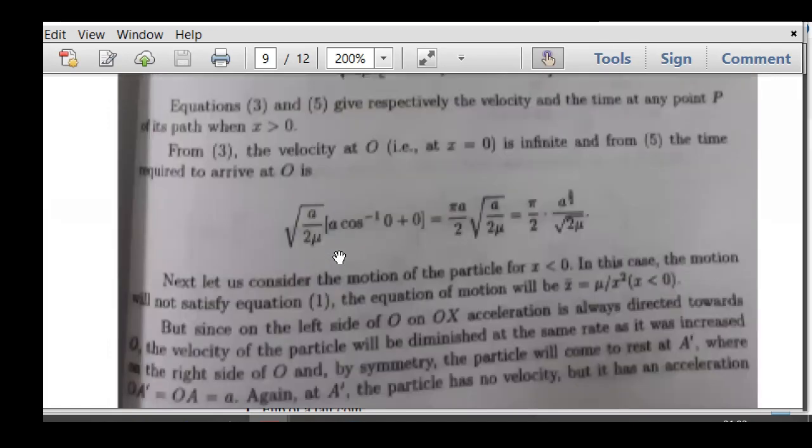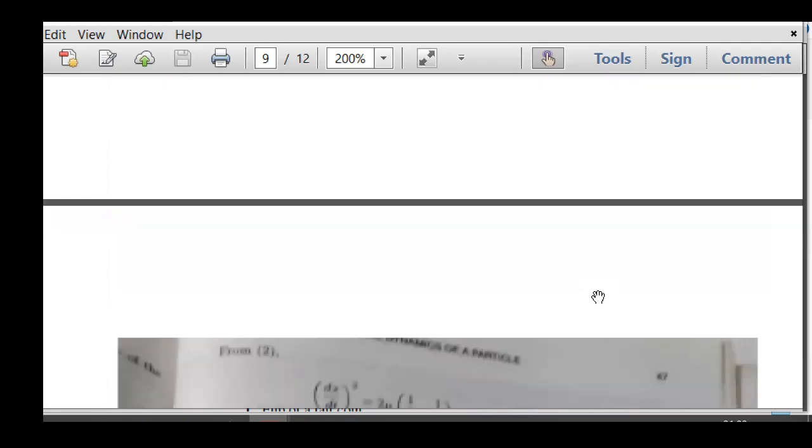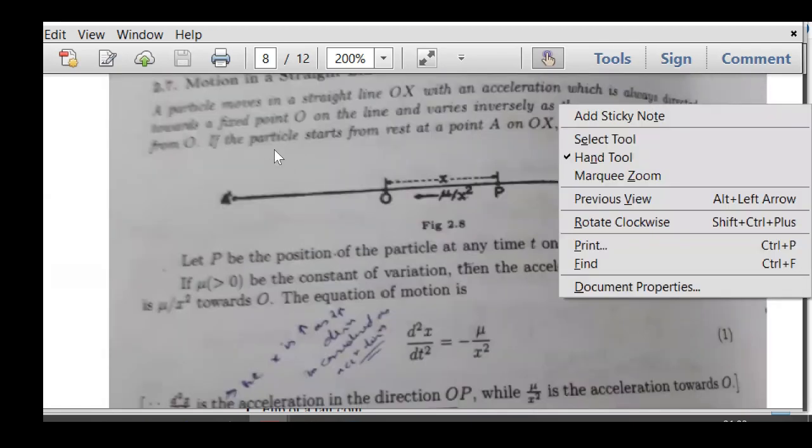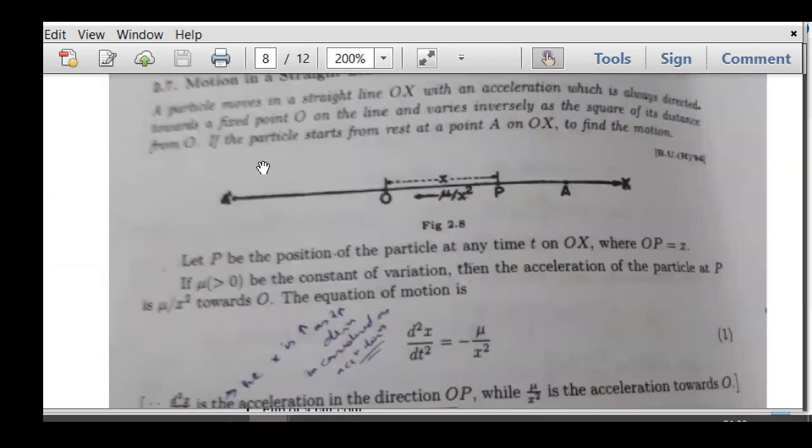Let us see it here. x double dot, that means d2x/dt2, equals plus, not minus. Why not minus? Because you are moving in the direction of x increasing. Once you are on this half of the axis, you are moving in this direction. But x is negative because of the negative coordinate, and since there is a whole square, this minus is absorbed there. So you get d2x/dt2 equals mu by x square.